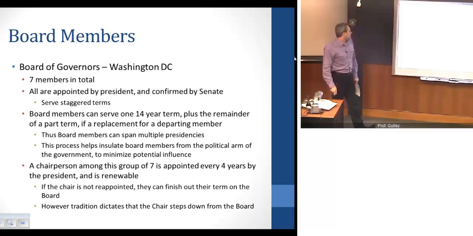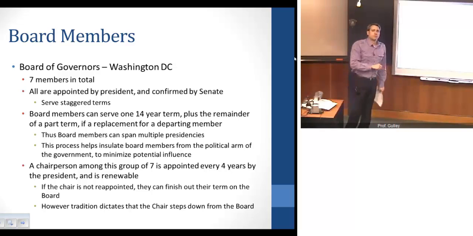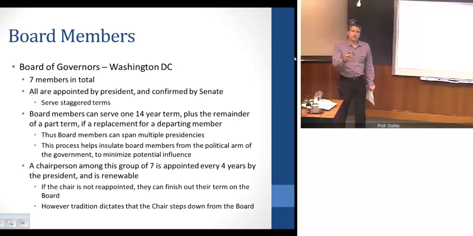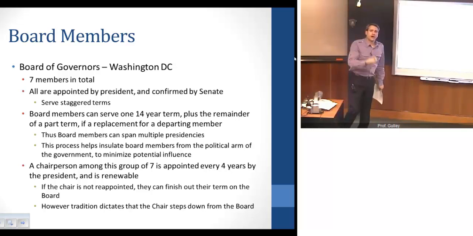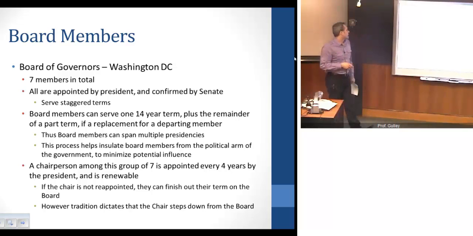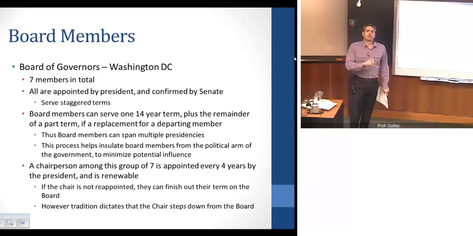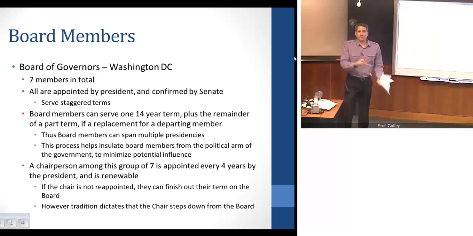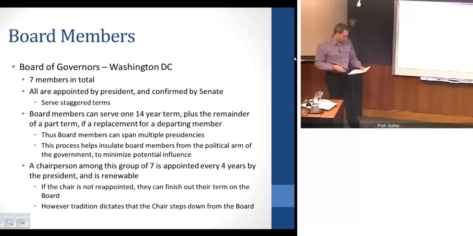It turns out that the chairperson, the chair of the Federal Reserve, is one of those board members, and they're appointed every 4 years by the president, and they can be renewed every 4 years through this process. Typically, if the chair is not renewed for another 4-year term, technically they can stay on as a member of the board, but tradition dictates that they step down.